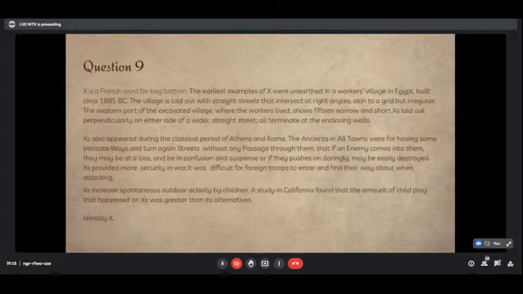A French word for back bottom, something which a lot of children play during, and they are streets without any passage through them, so that enemies get locked in. Question 10.